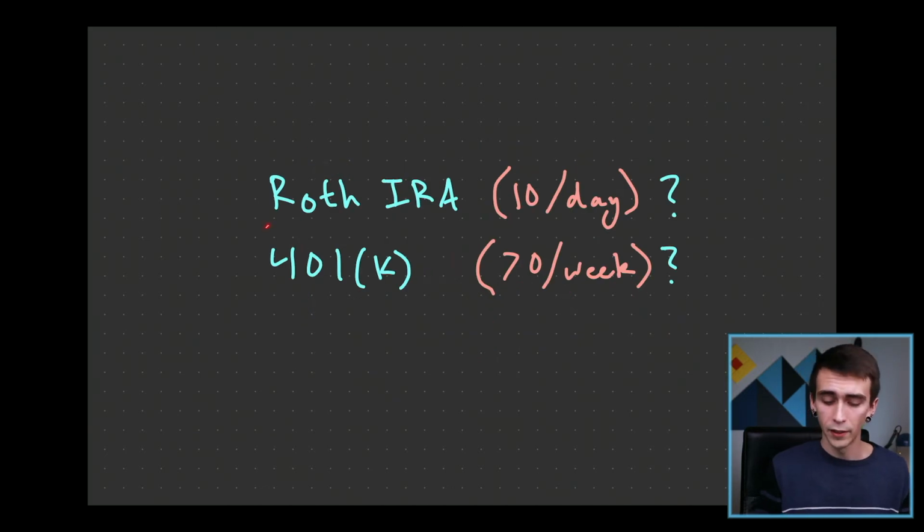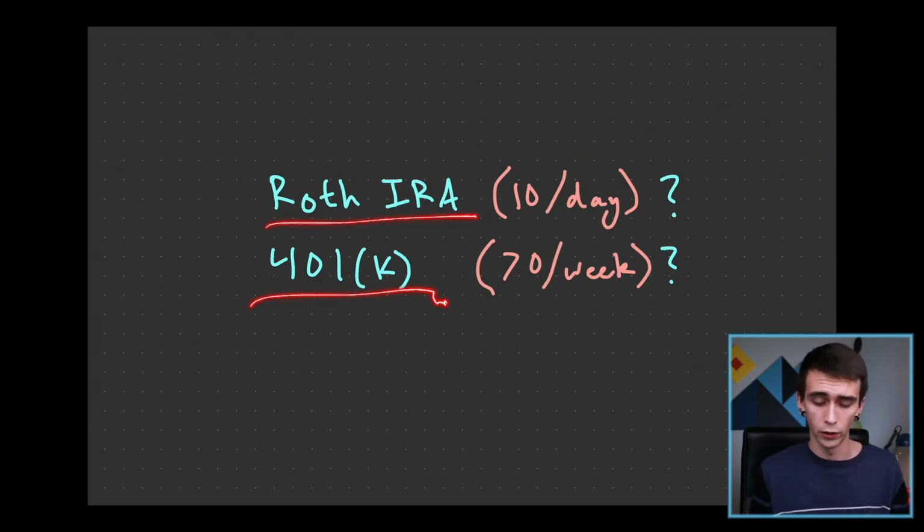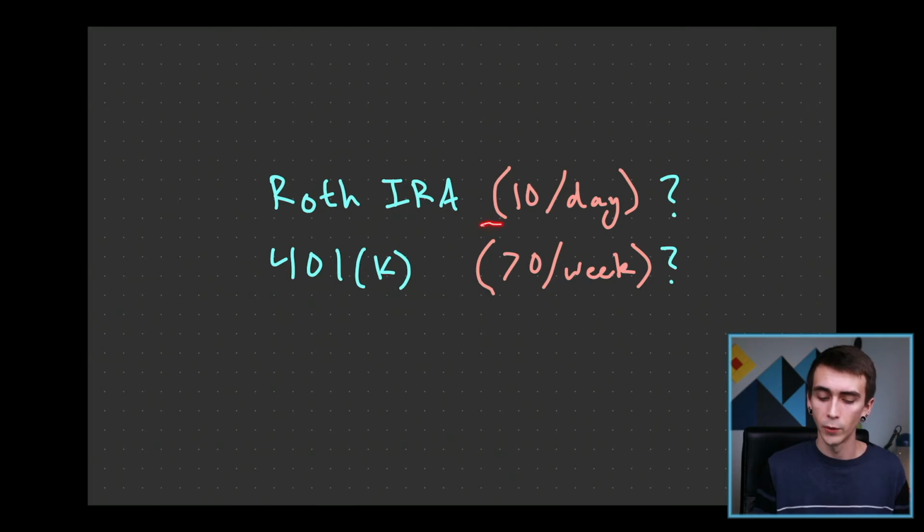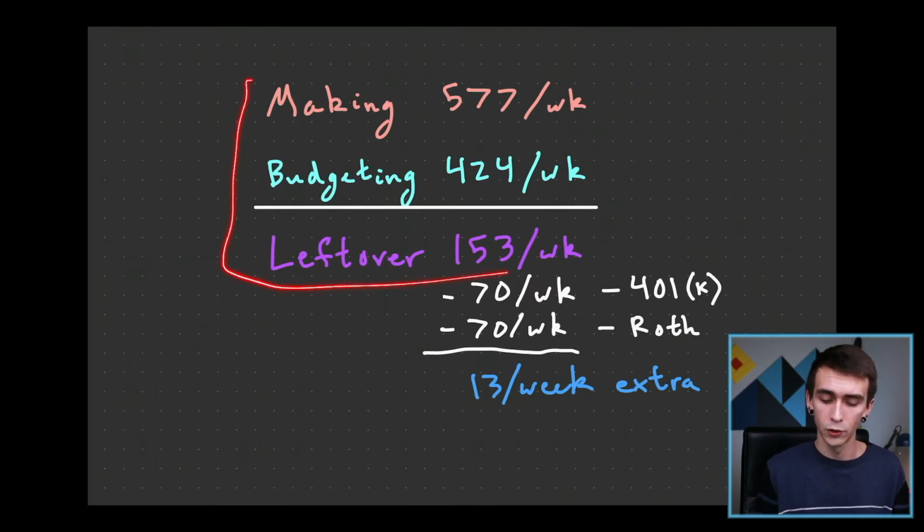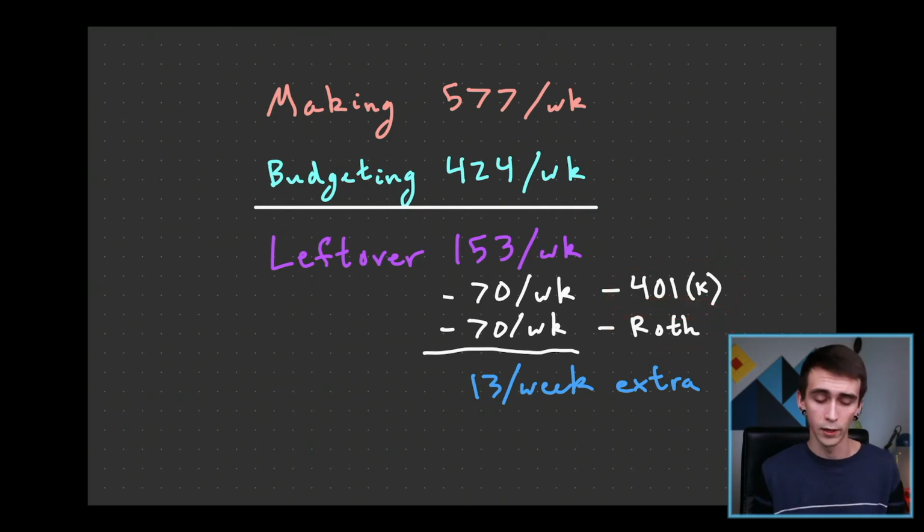So now we can add back in the Roth IRA and the 401k contributions. Hypothetically, let's say that I want to invest $10 a day into the Roth, and then I want to invest $70 a week into the 401k. So now we can take the leftover amount of $153 a week and take out the contributions to get the new grand total. We have $70 a week for the 401k, and $10 a day comes out to $70 a week as well for the Roth IRA. We take those both away from $153, and now we have $13 a week extra, and this is after absolutely everything.